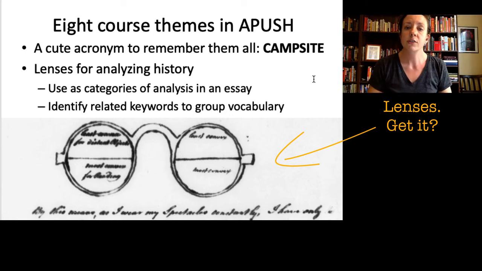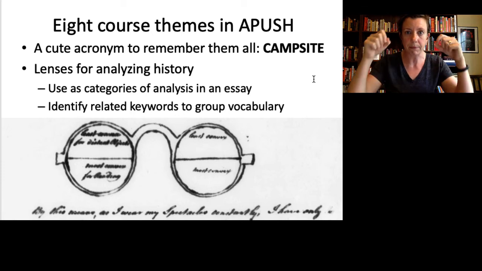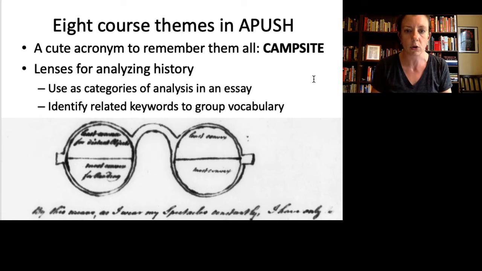If you can pop these lenses on and off, that's going to make your analysis much stronger. So ways that you might use these lenses, these course themes, in your own work this year is perhaps as categories of analysis in an essay. If you have a prompt and you need to figure out how am I going to answer this, these lenses can be a helpful way to pop them on and look at your historical content. You may also be given some of these lenses in a prompt, right? You might see something like analyze the social, political, and economic outcomes of colonization in period 1, for example.